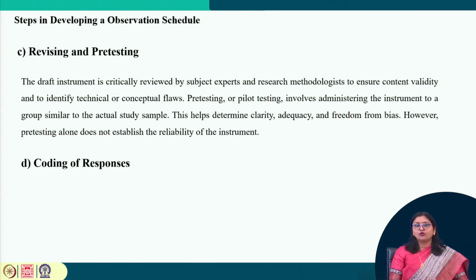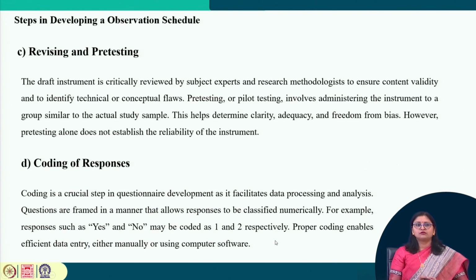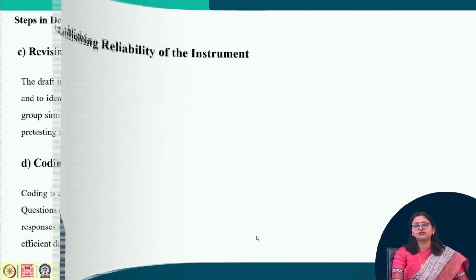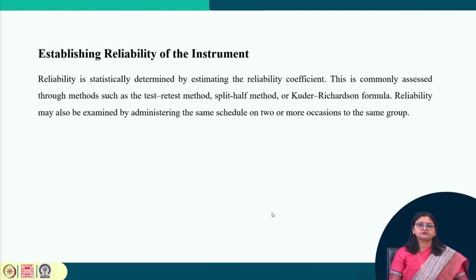Now, the fourth step is coding of responses. Coding is a crucial step in questionnaire or schedule development. It facilitates data processing and analysis, and questions are framed in a manner that allows the respondents to be classified numerically. For example, responses such as yes or no may be coded as 1 or 2 respectively. Proper coding enables efficient data entry, either manually or using computer software.